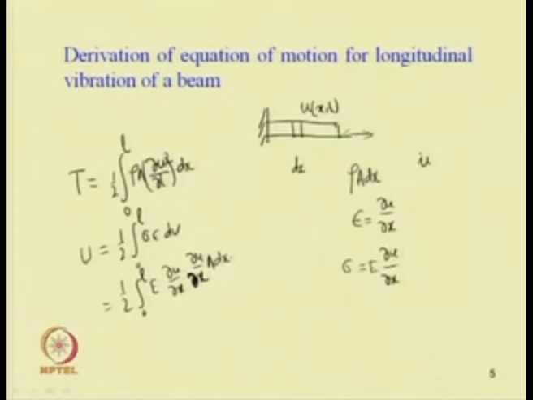So, the strain energy associated with this longitudinal vibration of the beam can be written as half integration 0 to L E del u by del x into del u by del x into A into dx, or in other words one can write this equation equal to half integration 0 to L E A then del u by del x whole square into dx.